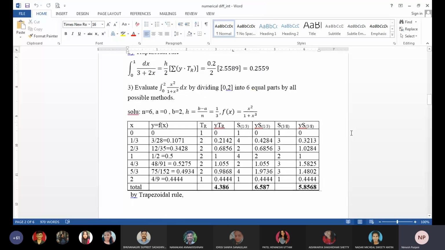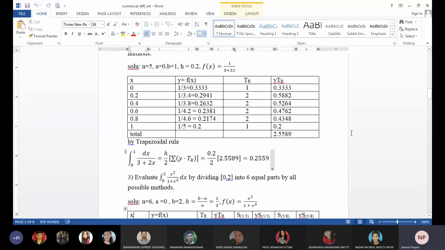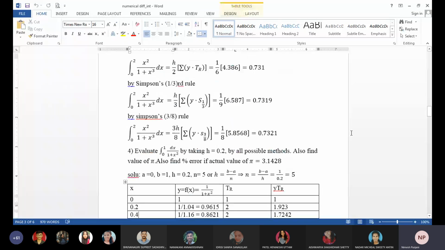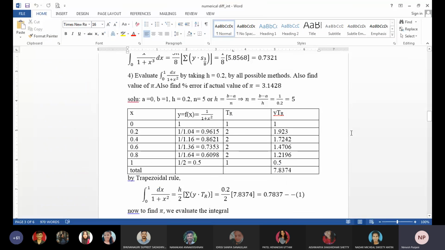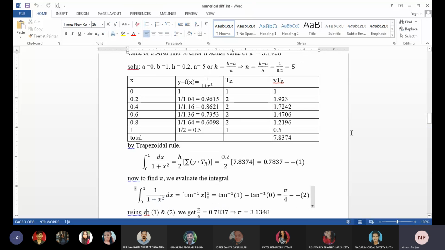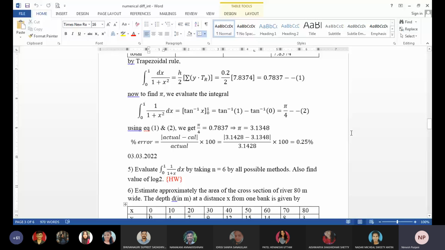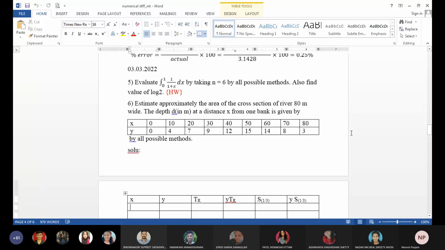So few examples we had solved. Here in this sum, all three methods were applicable. So we have solved examples related to all the three methods. We have also solved examples where we were supposed to find the percentage error. Sum number 4 which we did, we did the actual integration also, then the value of pi came out and the percentage error. Then sum number 5 was for your homework. Sum number 6 is what we are supposed to solve now.